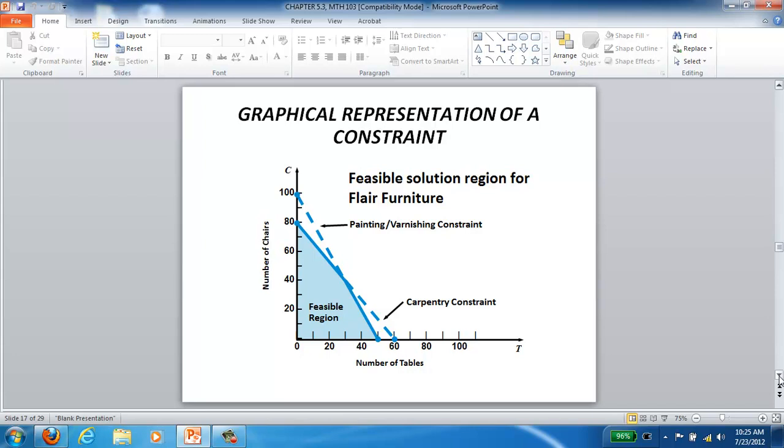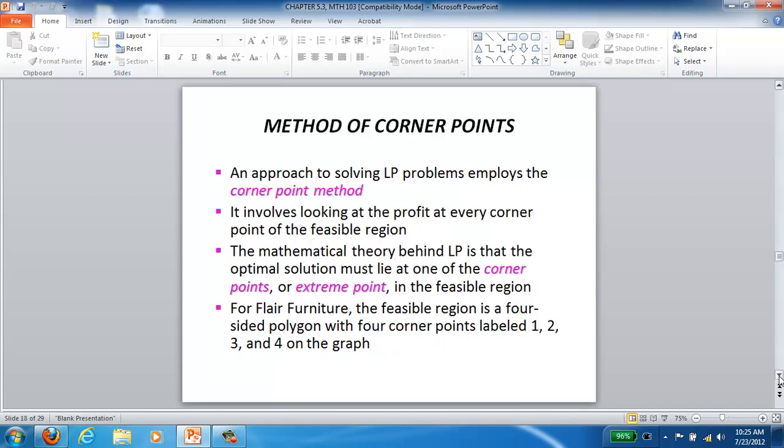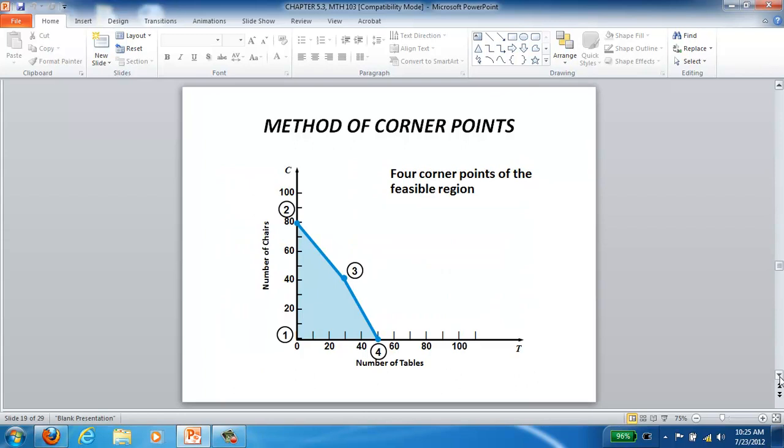Take a look at the graph and the shaded feasible region. This is a closed feasible region, and we're going to take a look at a corner point approach. That means that we're going to find the corners of the region of feasibility. This can be done through algebra or can be done through a graphing calculator if you have one.